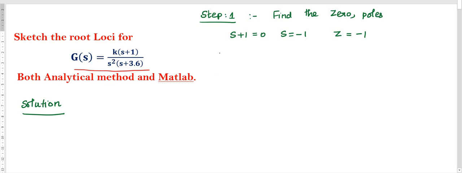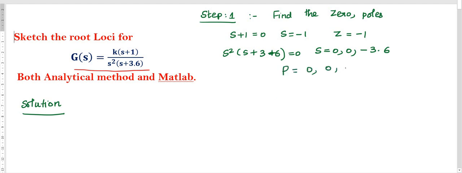And the denominator polynomial equal to 0. So s²(s + 3.6) = 0. s = 0, 0. s + 3.6 = 0, that is -3.6. So how many poles? There are 3 poles: 0, 0, -3.6. Now we have both zeros and poles.